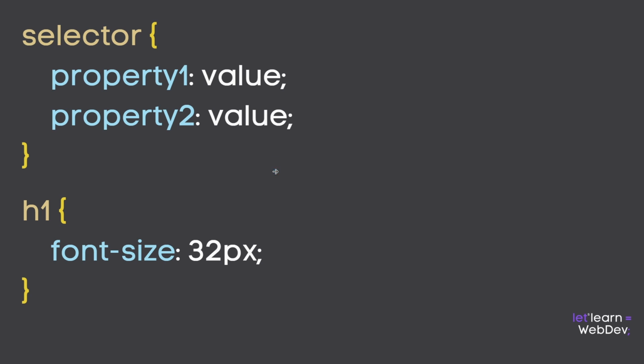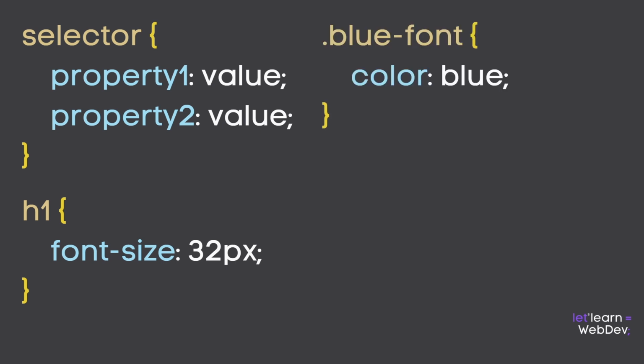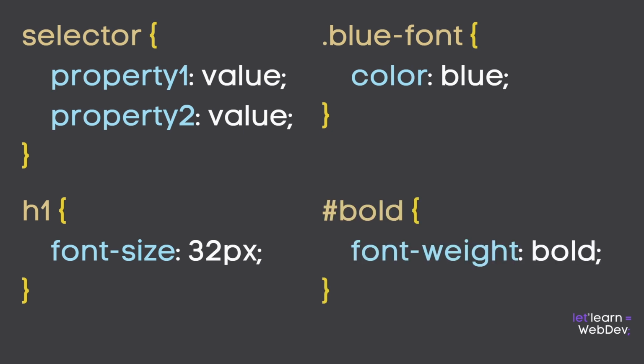To target HTML elements directly, we simply type the HTML tag and add our CSS rules. For styling elements by class, we use the dot selector, as easy as that. And if we want to style an element by its HTML ID, we use the hashtag selector.